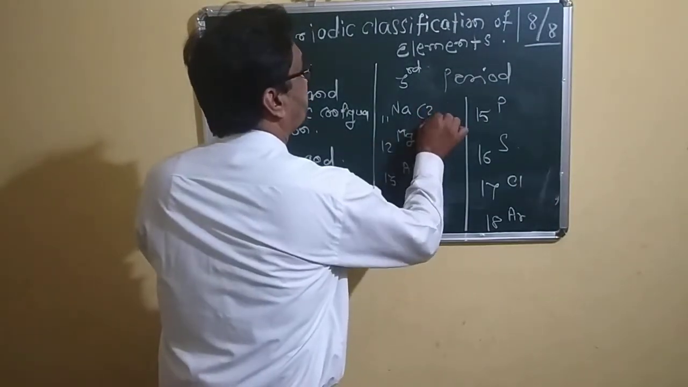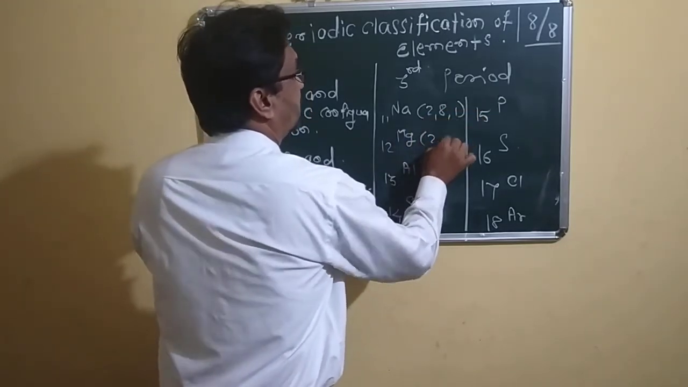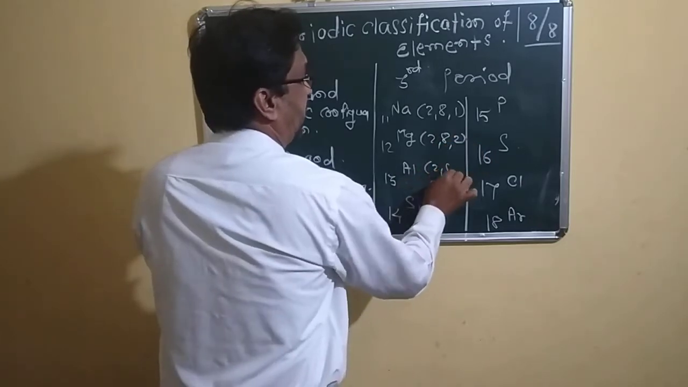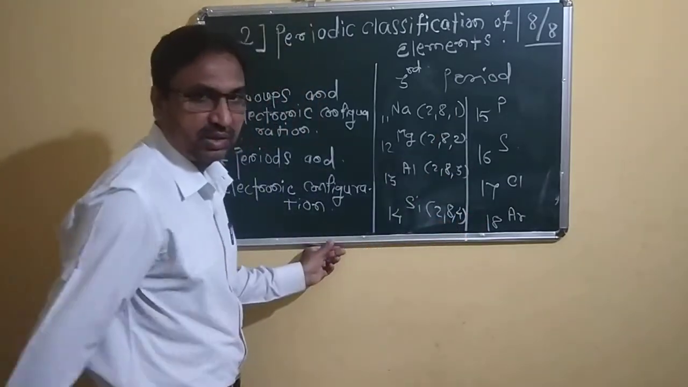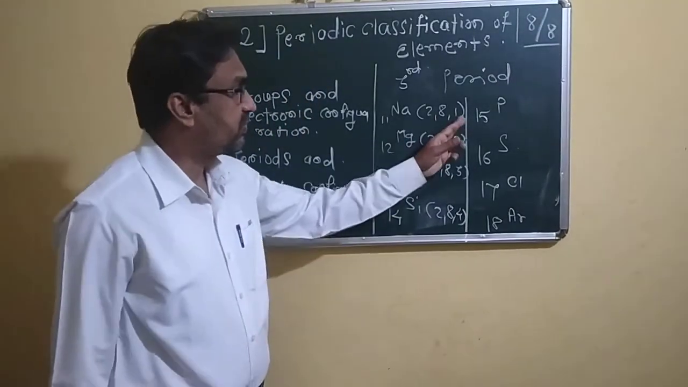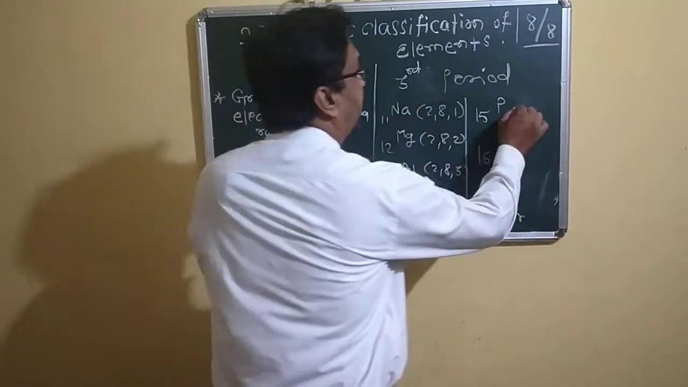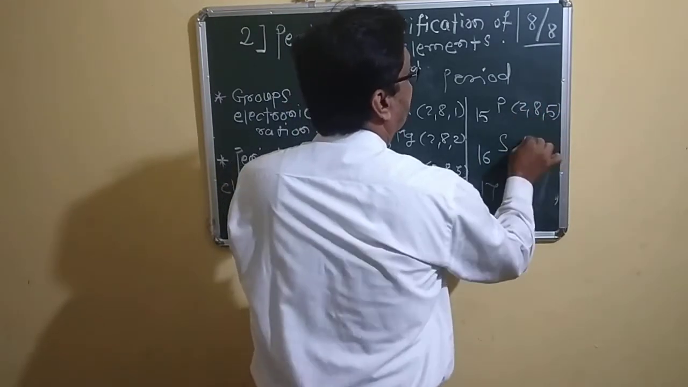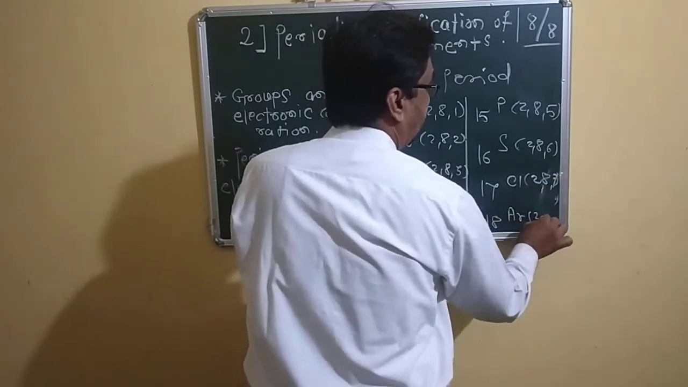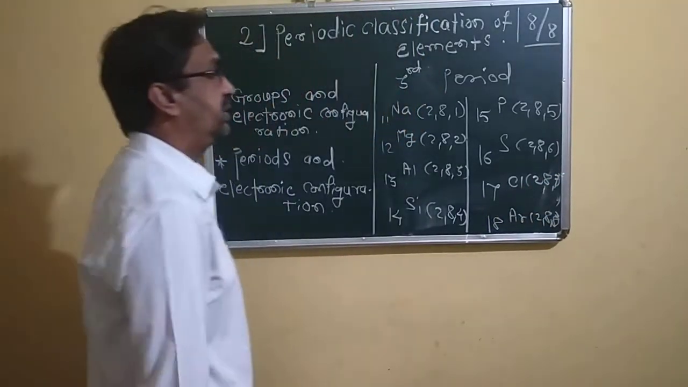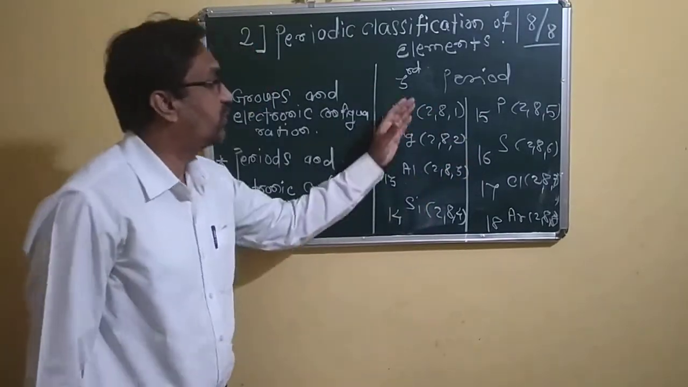Its electronic configuration: 2,8,1, that is 10 plus 1 is 11; 2,8,2; 2,8,3; 2,8,4. Okay, we just see in its sequence that the number of valence electrons increases by 1 in a period. In the third period, 2,8,5; 2,8,6; 2,8,7; and 2,8,8. So we have written down the electronic configuration of the third period from left to right.